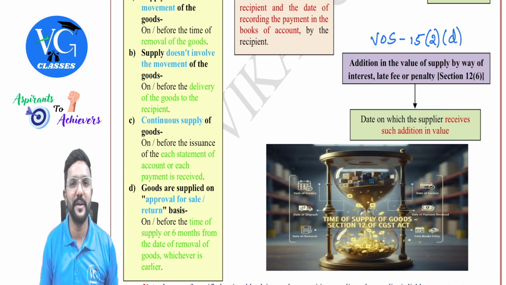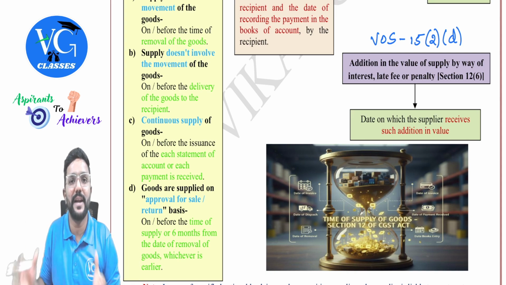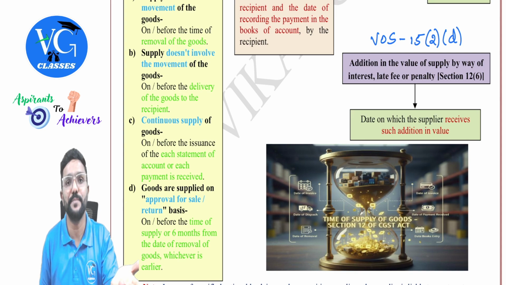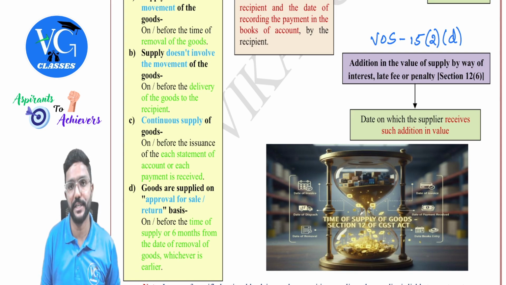Whenever there is a delay in payment of GST or a delay in filing the returns, we will pay interest, late fee, penalty and all. We are not talking about it. This interest, late fee, penalty is charged by whom? Supplier. To whom? To the recipient. Why? For the delay in payment of consideration.